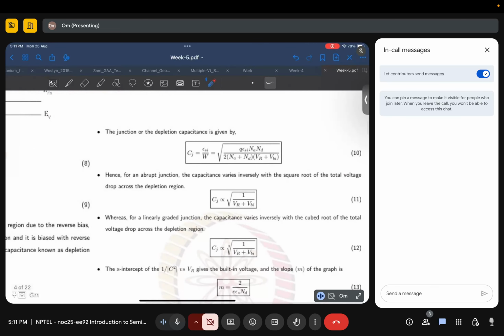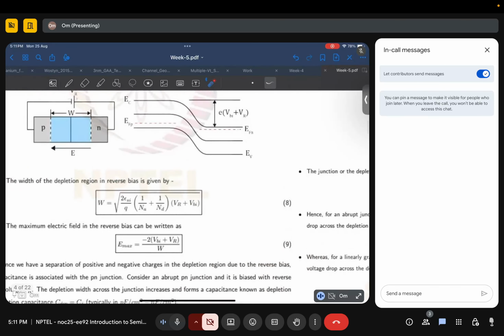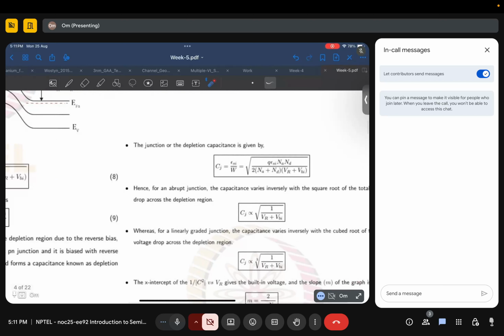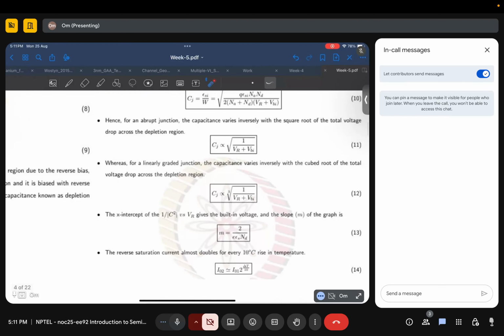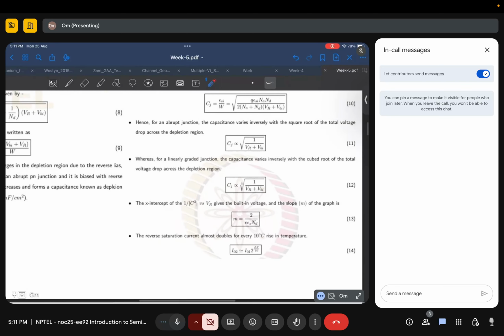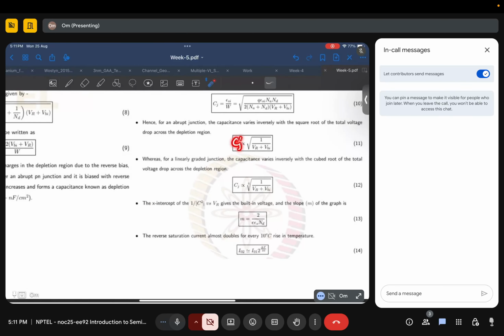And the associated capacitance, that is the depletion capacitance, the capacitance due to these depletion charges, is simply epsilon A by d. Here instead of d it will be W, where W is the depletion width. So the capacitance per unit area is epsilon by W, where W is what we have already calculated. So your Cj is proportional to the square root of 1 by (VR plus VBI).